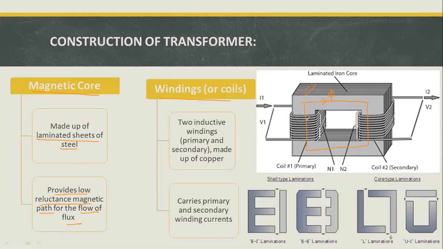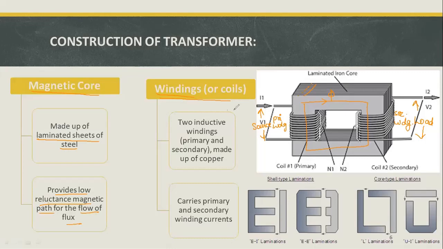The other most important part of the transformer is the windings. So we know that the transformer has two inductive windings. One is the primary winding and the other is called the secondary winding. The winding which is connected to the source is called the primary winding, and the winding which is connected to the load side is called the secondary winding. The material used to make these windings is generally copper, or even aluminium can be used. What is the function of the windings? It basically carries the primary and the secondary currents.